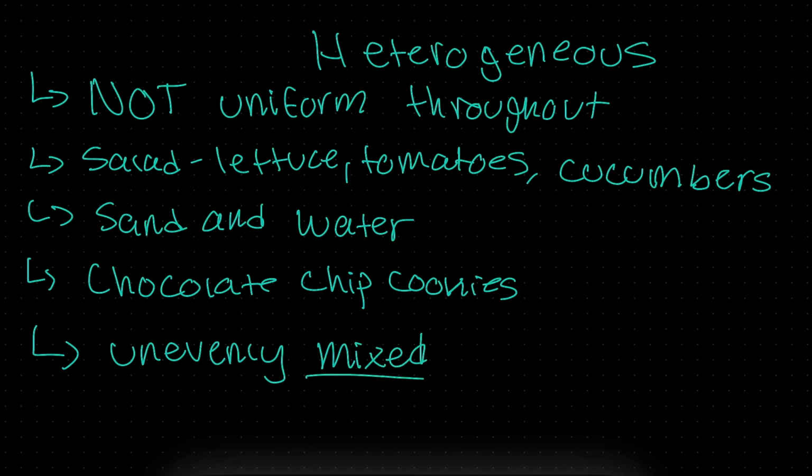So, in conclusion, elements are pure substances made of one type of atom. Compounds are chemical combinations of elements. Homogeneous mixtures are evenly mixed and you can't see the individual components. And heterogeneous mixtures are unevenly mixed and you can see the different parts.